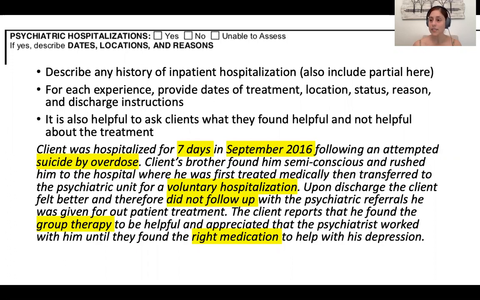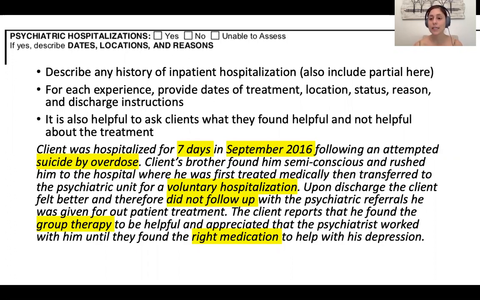You would assess for this section simply by asking the client to tell you about any history of hospitalizations for mental health reasons. Some clients may get confused here and will give you medical hospitalizations, but unless these medical hospitalizations are the result of a mental health issue, such as someone who's hospitalized due to an overdose, these are not included in this section.